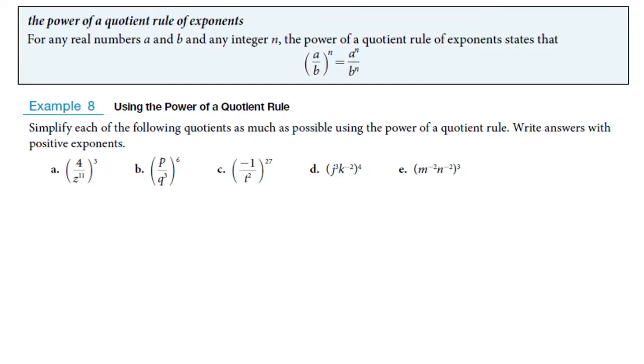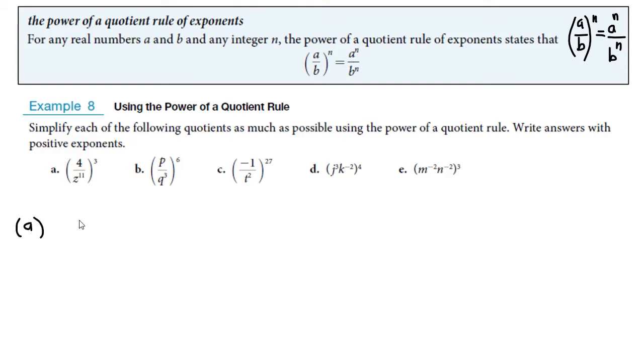Next is the power of quotient rules. So for any real numbers a and b, if we have a fraction a over b to the power n, that's going to give us a to the power n divided by b to the power n. So in example 8, we are asked to use the power of a quotient rule.